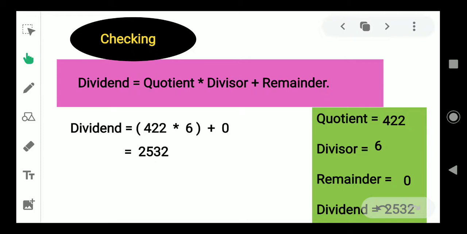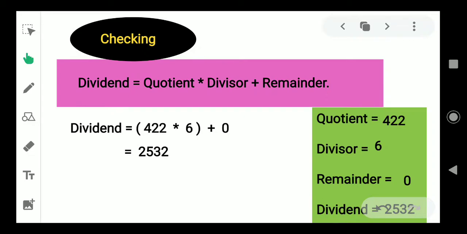Next we are going to learn how to check the division. For checking division, the main thing you should remember is that dividend is equal to quotient into divisor plus remainder. Please learn it by heart. Dividend is equal to quotient into divisor plus remainder. The answer we get now is called the quotient. First we multiply quotient and divisor. To that answer we should add the remainder. And if we do these things, we will get the dividend.